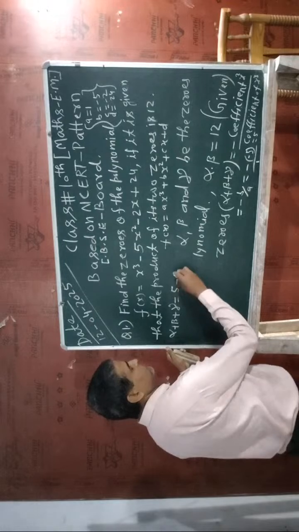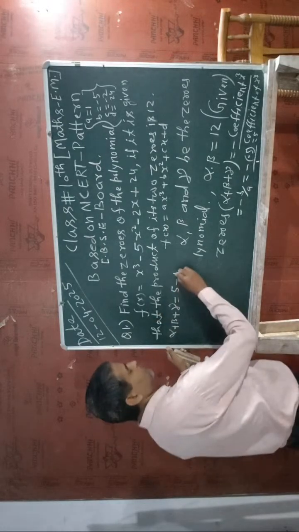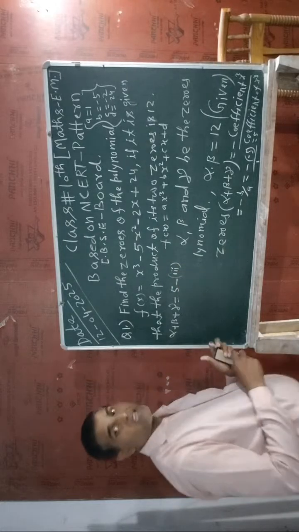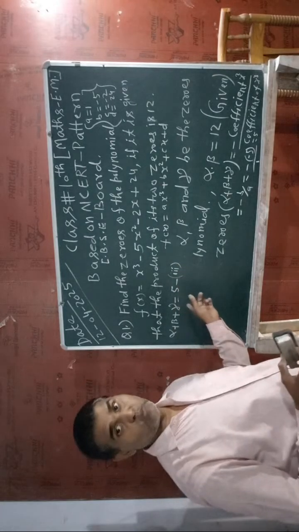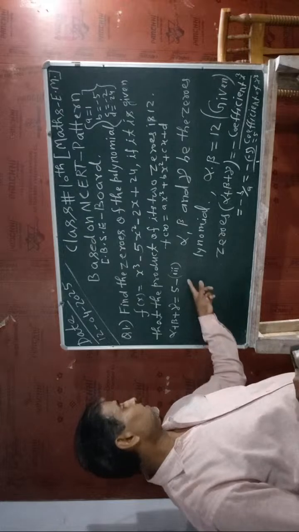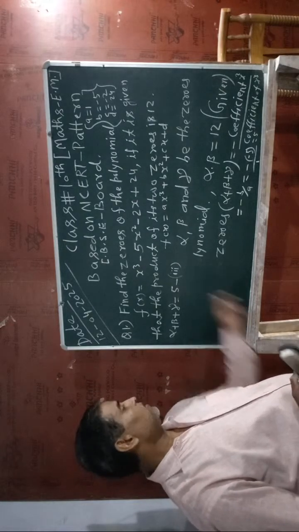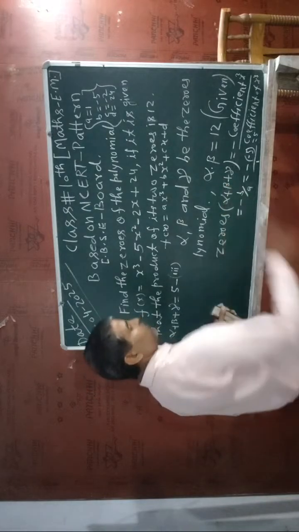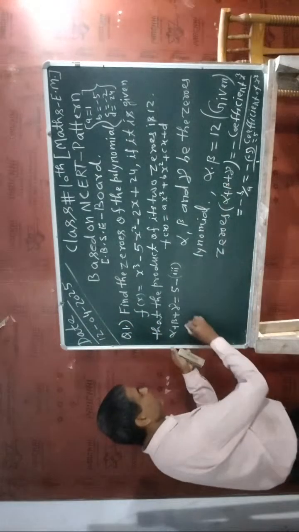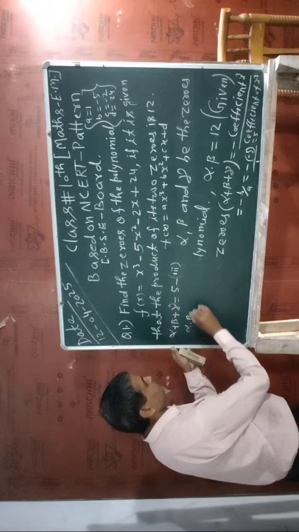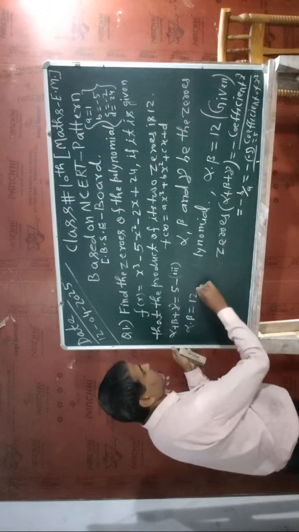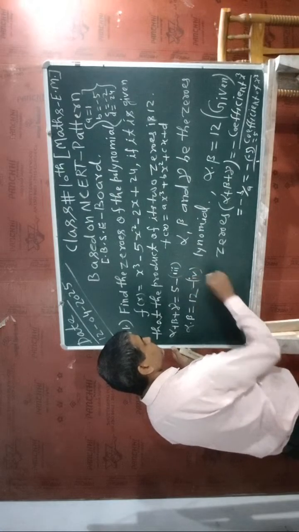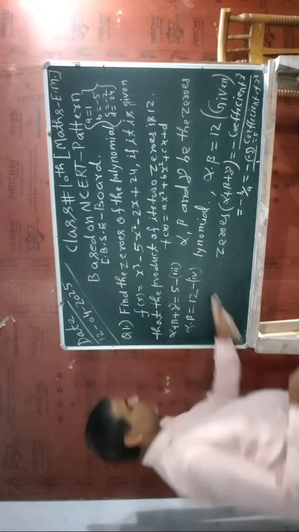This is equation number 3, because equation number 1 and equation number 2 I have assumed there. So this will be equation number 3. Then alpha into beta, which is equal to 12, is given. So I am going to say this will be equation number 4.